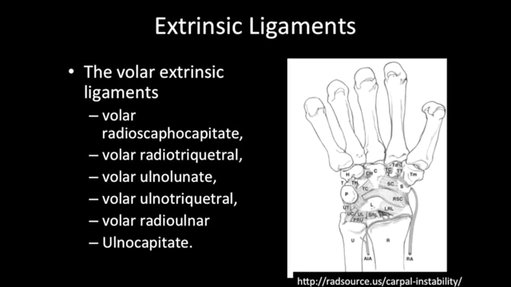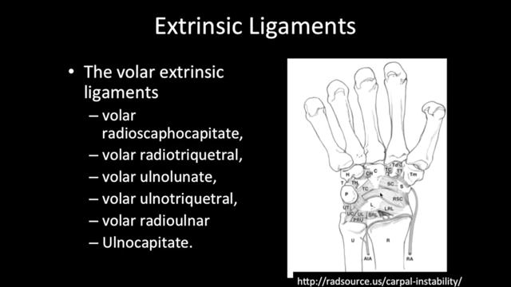Moving along with the extrinsic ligaments of the wrist, the volar extrinsic ligaments are composed of the volar radial scaphocapitate ligament, the volar radial triquetral ligament, the volar ulnolunate ligament, the volar ulnotriquetral ligament, the volar radial ulnar ligament, and the ulnocapitate ligament. The volar ulnolunate, volar ulnotriquetral, and volar radial ulnar ligaments we have already discussed with regards to the TFCC.